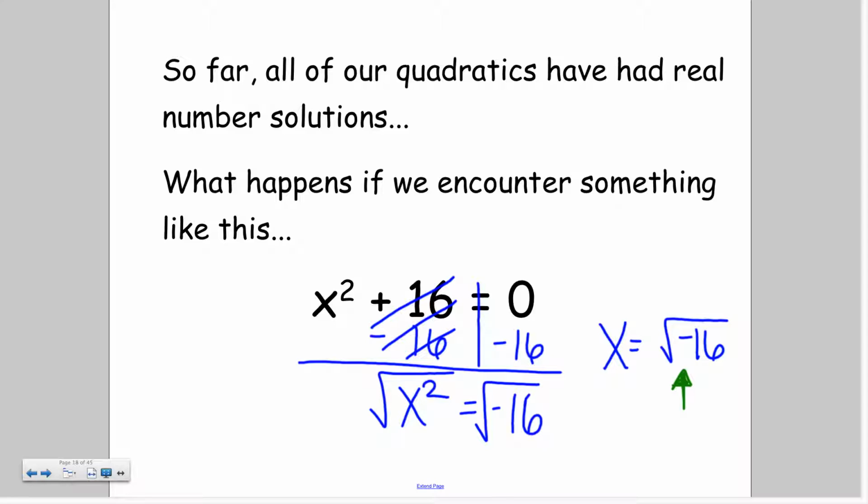So something times itself is going to give me the number that's under the square root. So 4 times 4 is going to give me 16. If I do -4 times -4, it's going to give me 16. And as you can see, neither one of those is negative. So let's just leave it at that for right now.